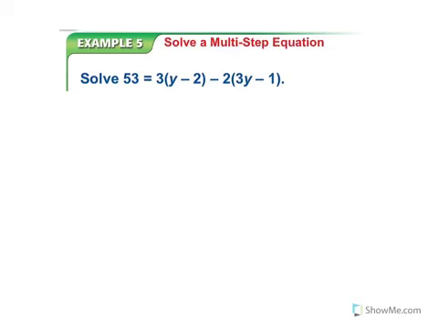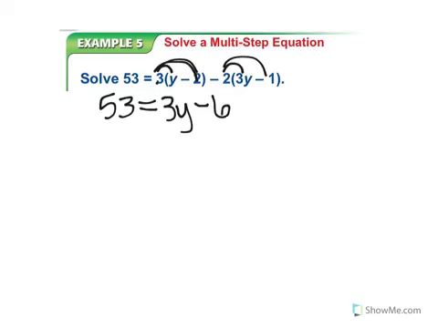Here, we're going to have to do the distributive property first, and we're actually going to do this twice. Okay, so we have 53 is equal to 3 times y, and 3 times negative 2, which is negative 6. And on the second part, we have negative 2 times 3y, which is negative 6y, and then a negative 2 times negative 1, which gives you a positive 2.